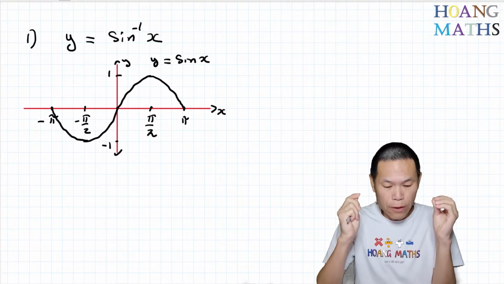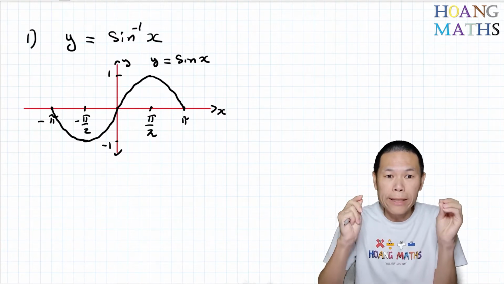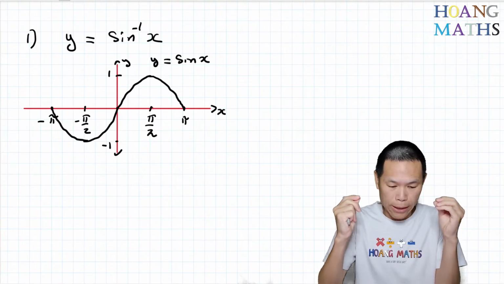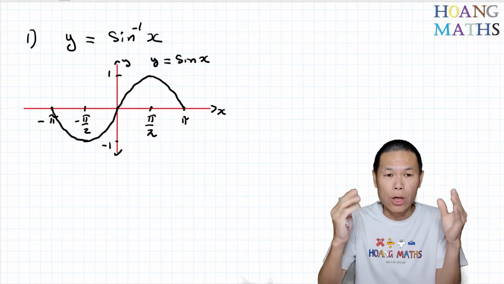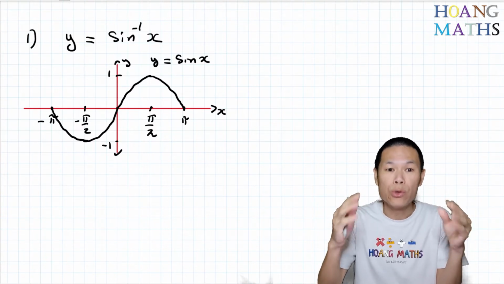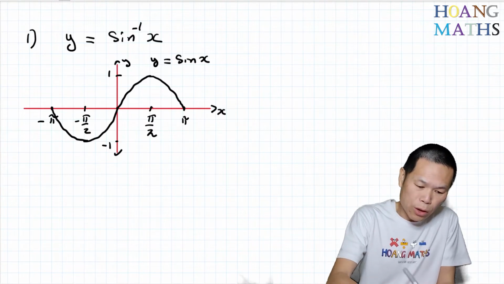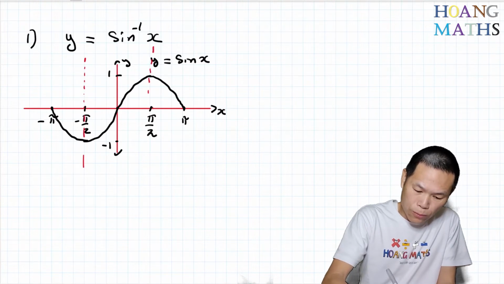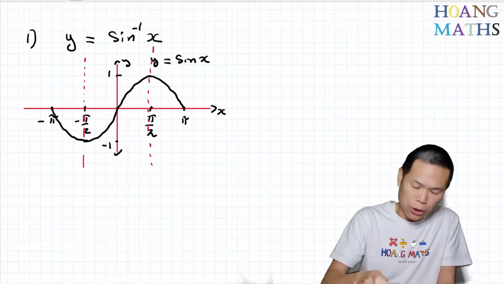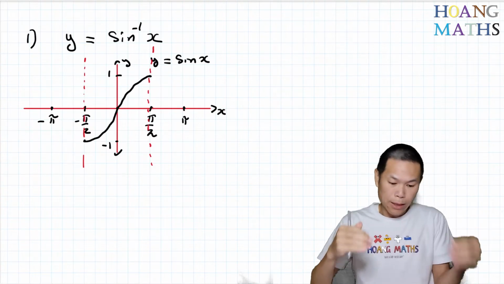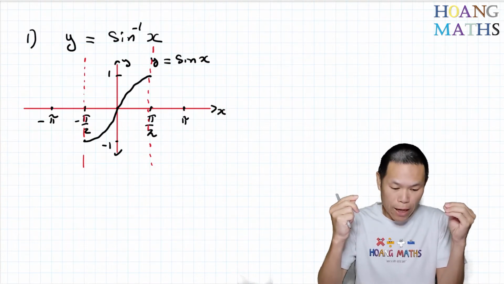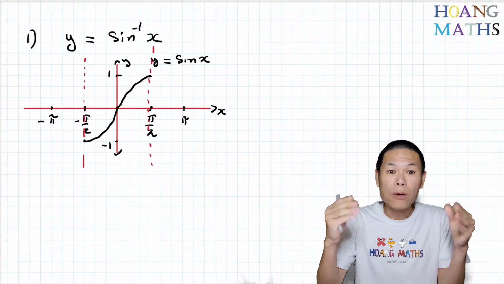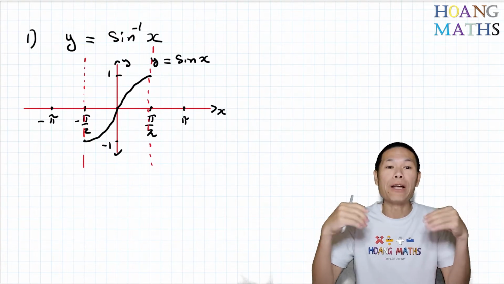Now, in order for the inverse function to exist, we need to pass the horizontal test. In other words, we need to have one-to-one functions. And this is a many-to-one function at the moment. In order to have one-to-one functions, we need to restrict the domain. So if we restrict the domain from negative pi over 2 to pi over 2, that will become a one-to-one function. So the graph will be like this. So this is y is equal to sine of x between negative pi over 2 and pi over 2. So this will be a one-to-one function, so we can find the inverse of this.